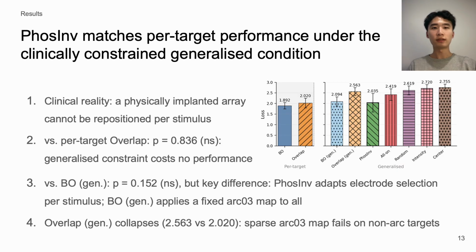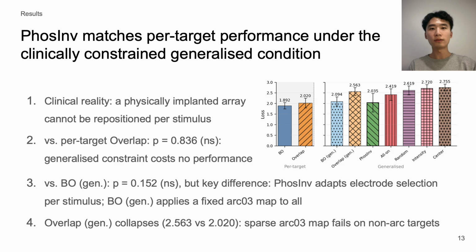The next question is the most important one. Do the clinical constraints cost us performance? PhosInv under the generalized constraints is statistically indistinguishable from per-target overlap, with a p-value of 0.836, and it is not significantly different from BO generalized either, so the generalized constraints on aggregate cause essentially no performance loss.